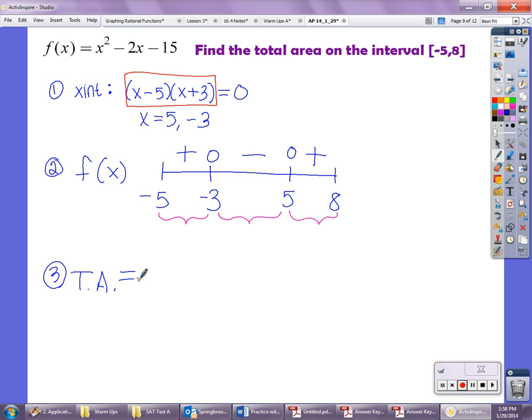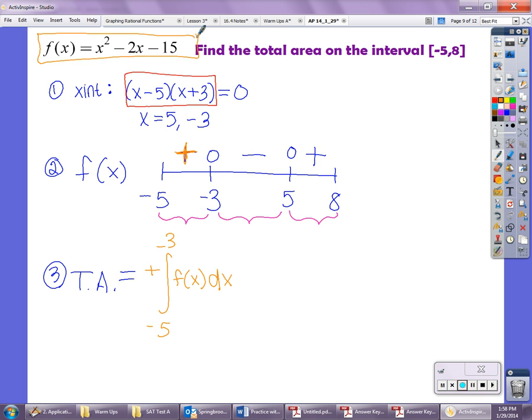Equals the first integral, because it's positive. Let's do that in orange. I'm going to do just a positive integral from -5 to -3 of f of x, and just to save a little space, I'm not going to write out the whole entire function. The function would be what's up top right here.